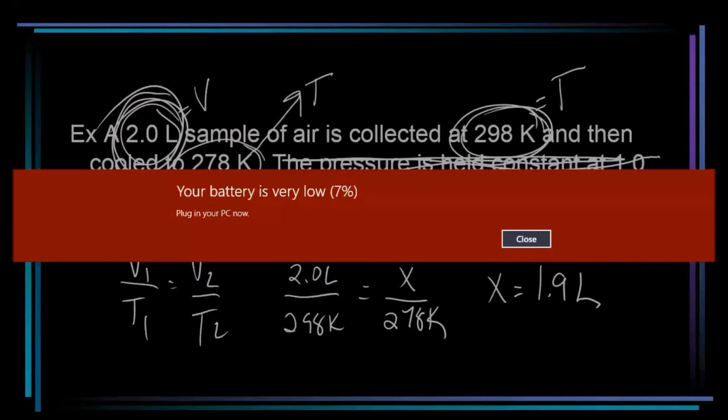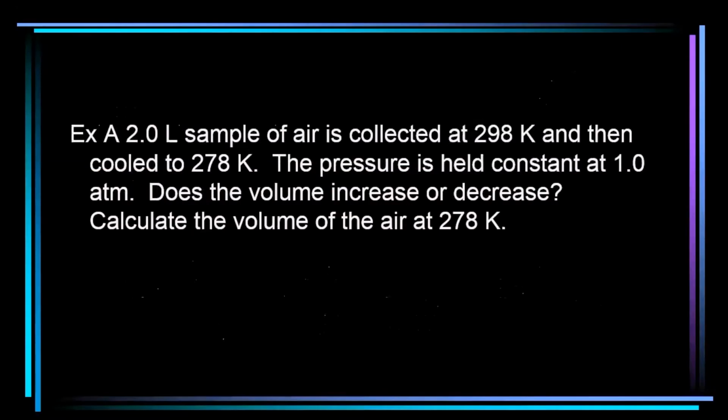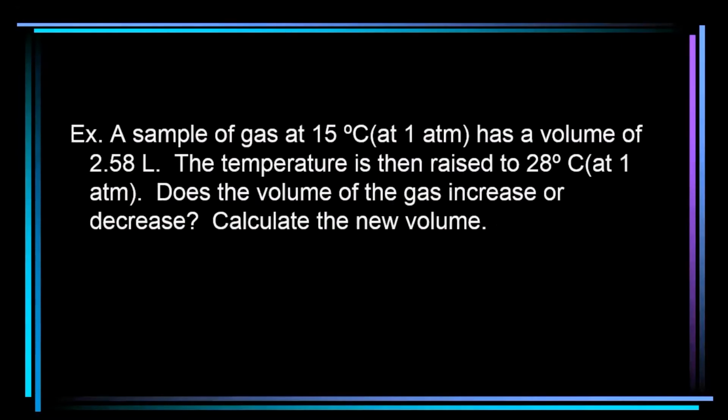Let there be power. Level number 2. Let's read it together. Let's see if we can figure out why it's a little bit harder. A sample of gas at 15 degrees C, T, at 1 atmosphere, pressure, has a volume of 2.58 liters. What's that? V. The temperature is then raised to 28 degrees C, T again, at 1 atmosphere.